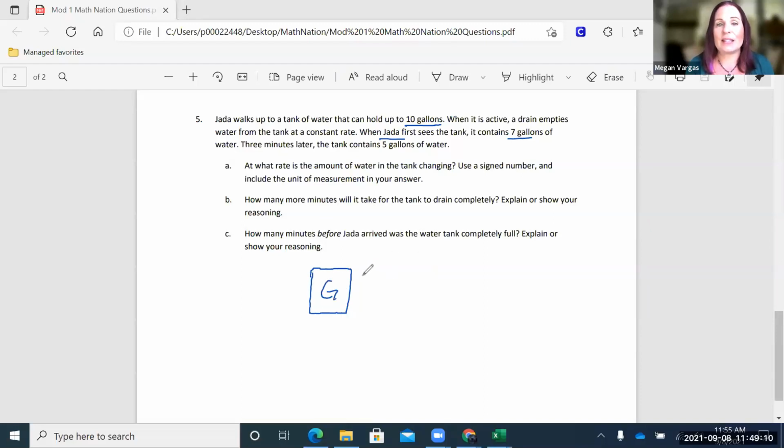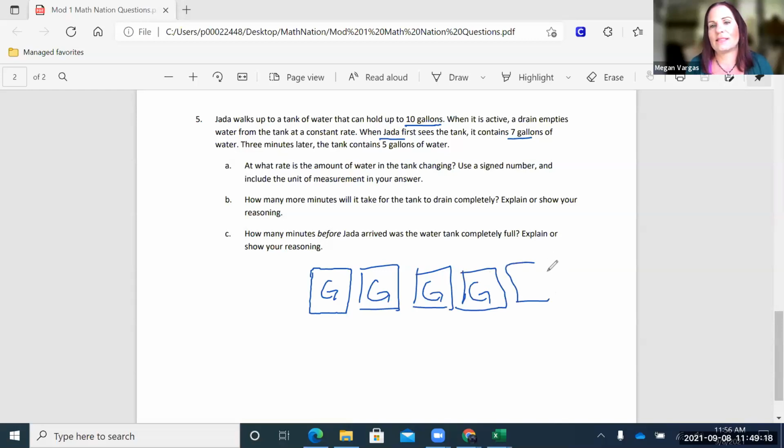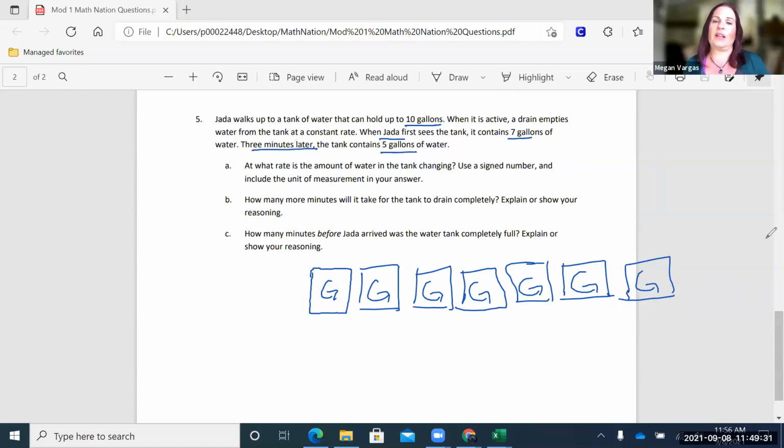And then it's got 7. 7 gallons. Oh boy, 1, 2, 3, 4, 5, 6, 7. All right, there's my 7 gallons. 3 minutes later, there's only 5 gallons. So these 2 gallons disappear in 3 minutes, right? They're gone in 3 minutes.